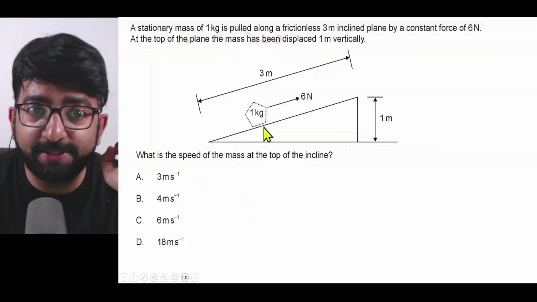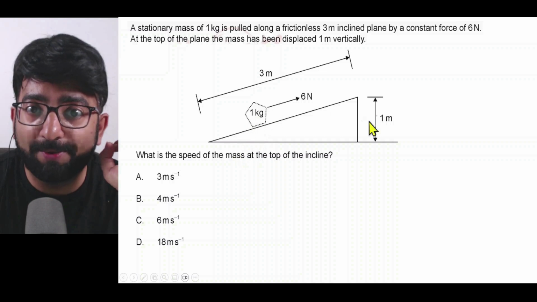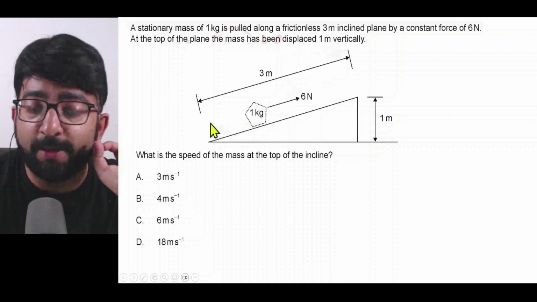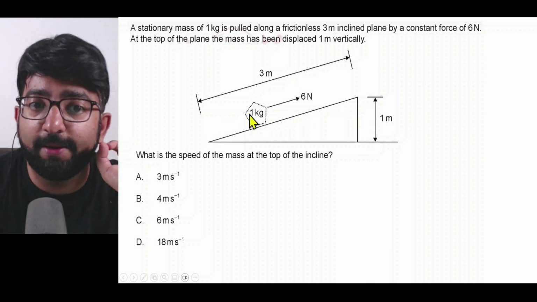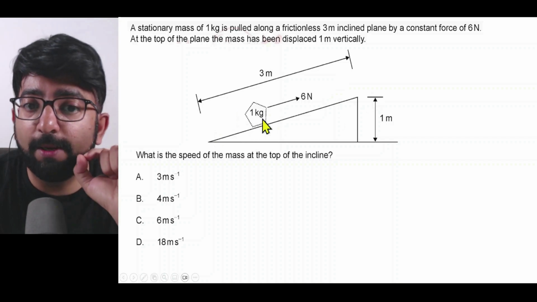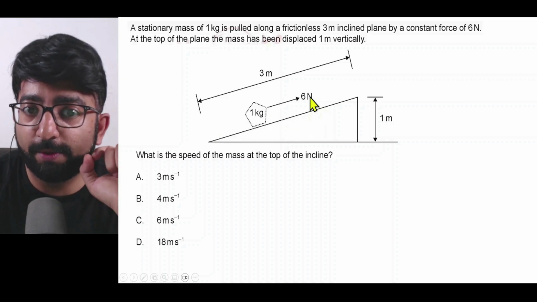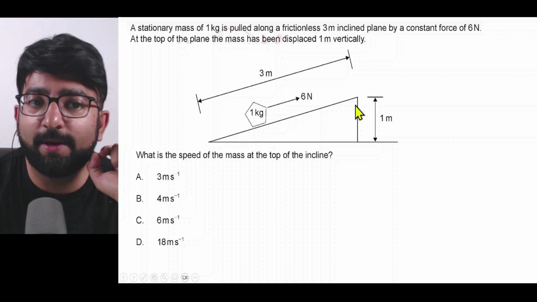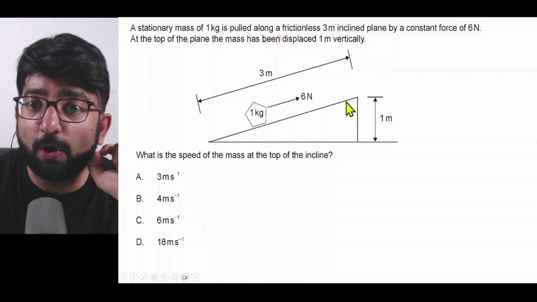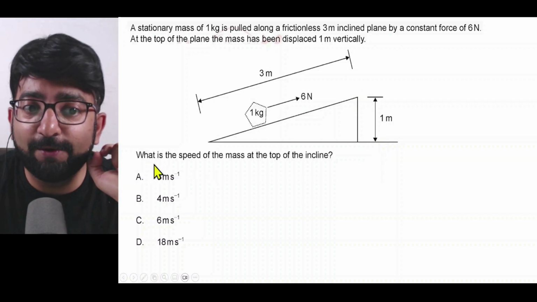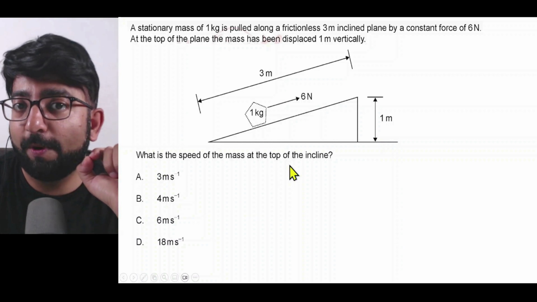So here we have a stationary mass of 1 kilogram kept on an inclined plane. The inclined plane does not have any friction, as it is mentioned. The object travels up the incline for a distance of 3 meters, and throughout the motion the box is being pulled up by a force of 6 newtons, and the direction of the 6 newton force is parallel to the surface of the incline. And when the box reaches the topmost point over here, it is 1 meter above the ground, and we need to figure out the speed of the mass at the top of the incline.